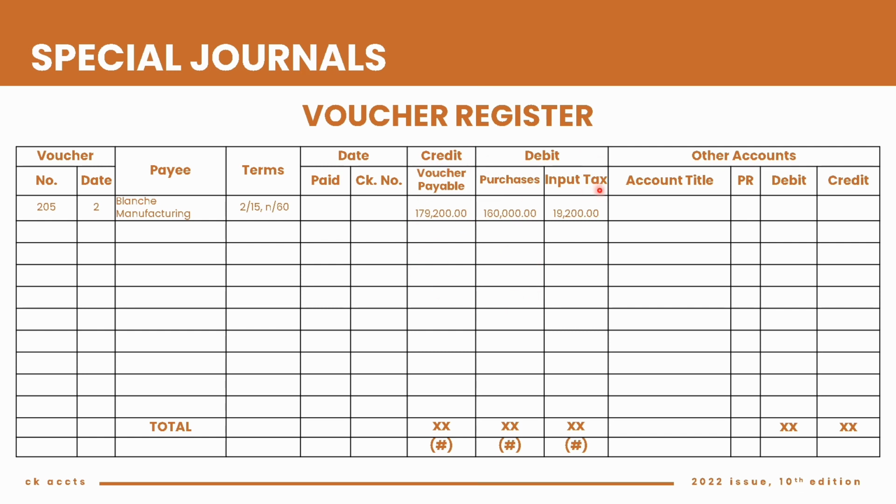Then, sa debit natin, yung kinompute natin na 160,000 na purchases and 19,200 na input tax. So, yan lang yung record for that specific transaction. Okay? And yung accounts payable na record natin for that transaction sa ating journal entry, under na siya ng voucher payable kasi yung transaction na yun ay nirecord natin sa voucher. And lahat ng nire-record natin na transaction sa voucher ay nagiging voucher payable.